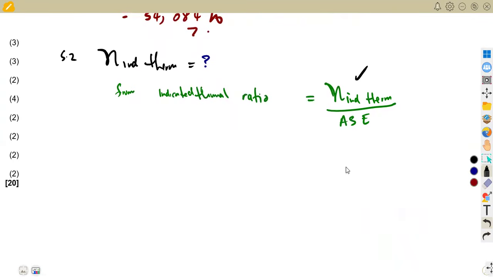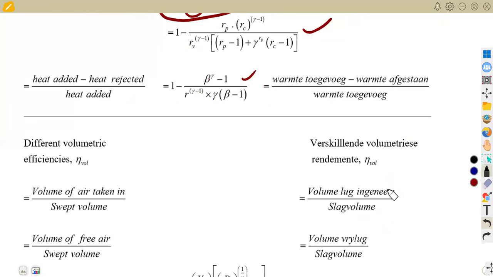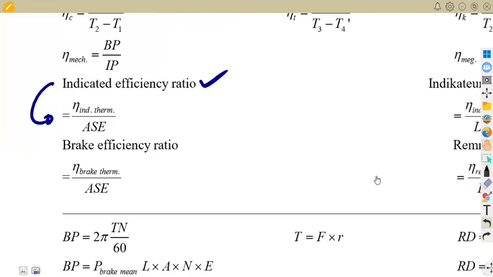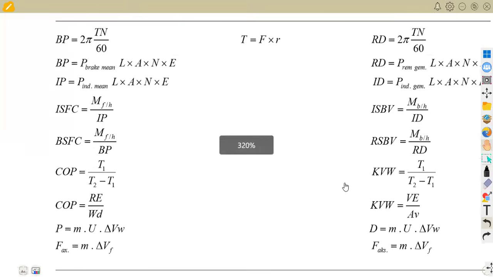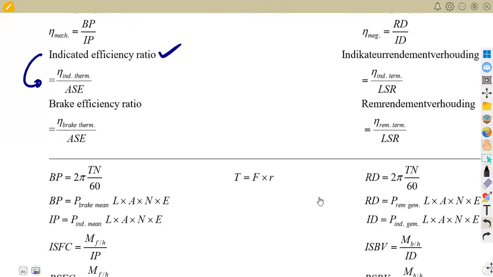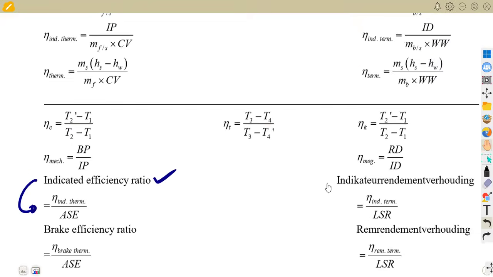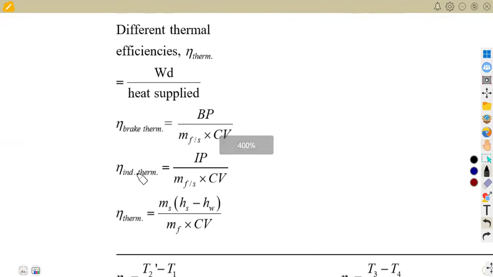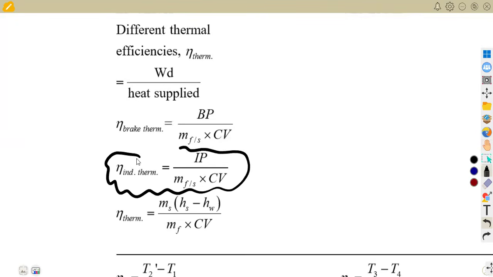All right, this is not the only formula. There is also this formula, because you might wonder why we are using this only. There is also this formula for the indicated thermal efficiency. Let's hope it's there here. All right, if we check here, there is also this formula. The indicated thermal efficiency is equivalent to this. But if you check on this formula, we do not have the indicated power.